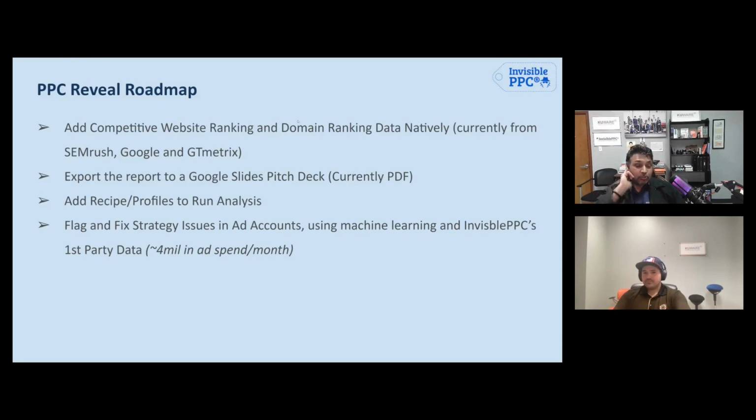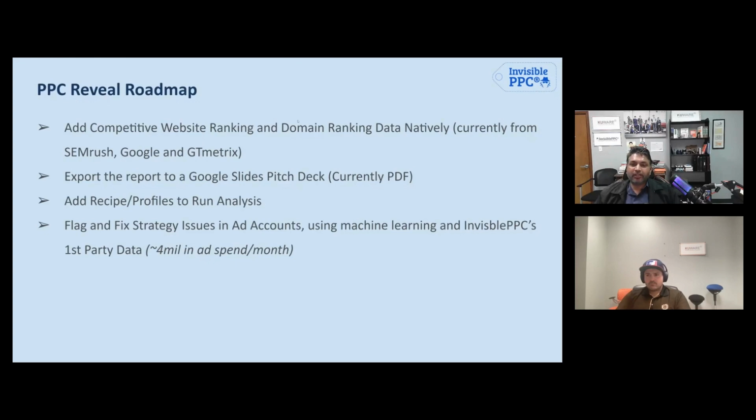Before I go live and show, I want to tell you the roadmap also. Right now, as I said, the competitive website ranking and domain ranking data comes from external sites. We want to include that internally, so you can get it directly and don't have to go to a third party tool, because right now this tool is used by us internally. That's how we build all these decks. We realize we have to go to two different tools, so we want to bring that data in.